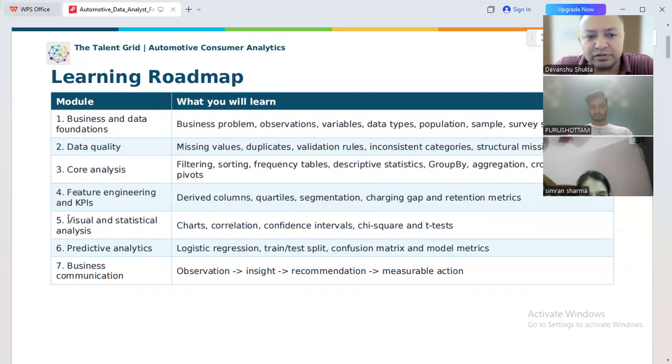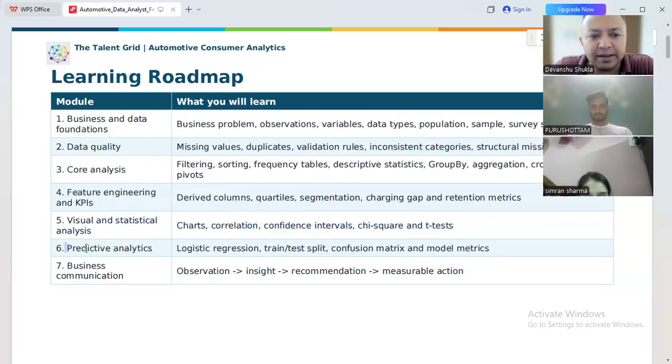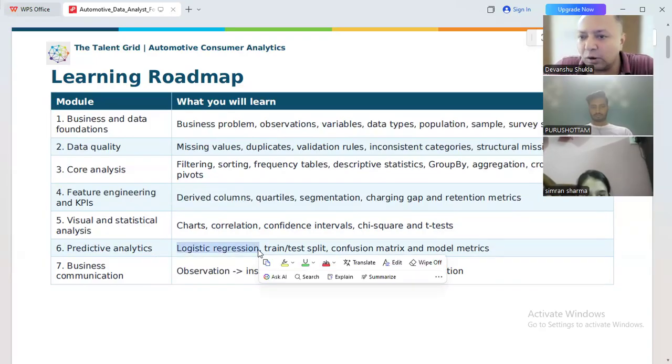Okay, so this is what will help us perform visual and statistical analysis. And this in fact comes under descriptive and diagnostic analysis. So that is what we are going to do here. Followed by, you will implement predictive analytics, where we will implement logistic regression. This is the algorithm which we are going to take. We are going to perform train test split, which is an 80-20 rule, which we are going to implement.